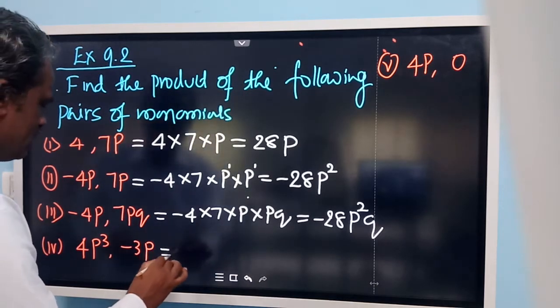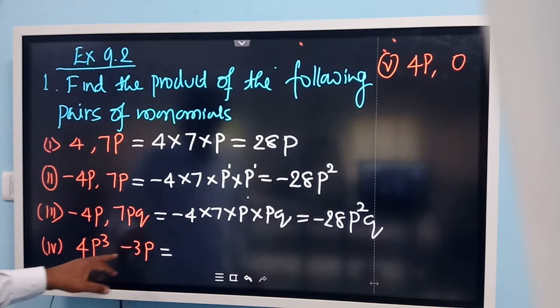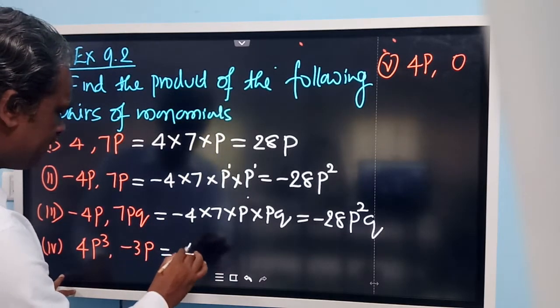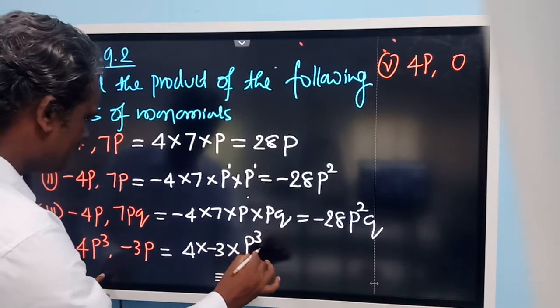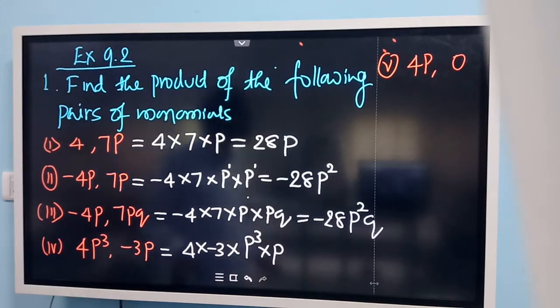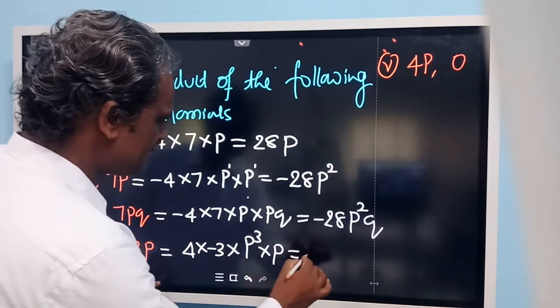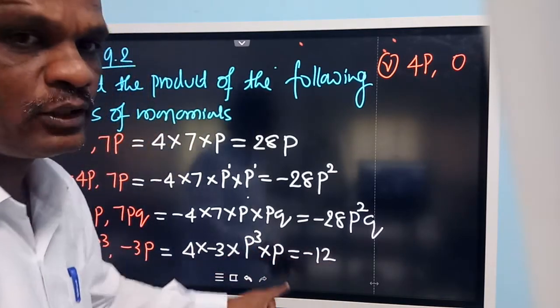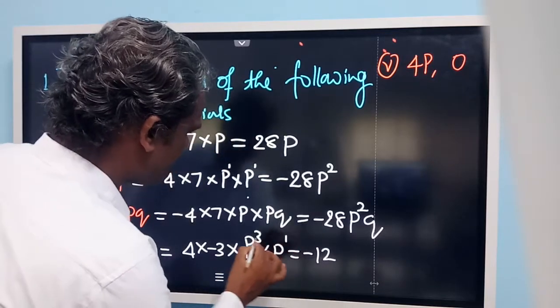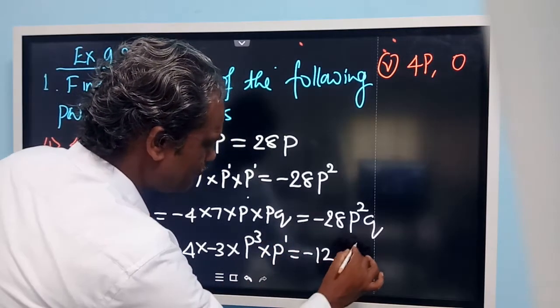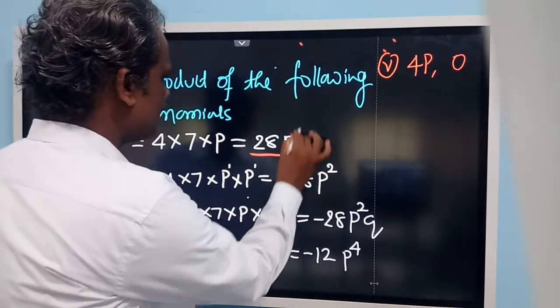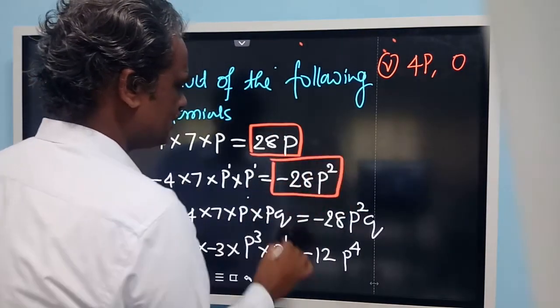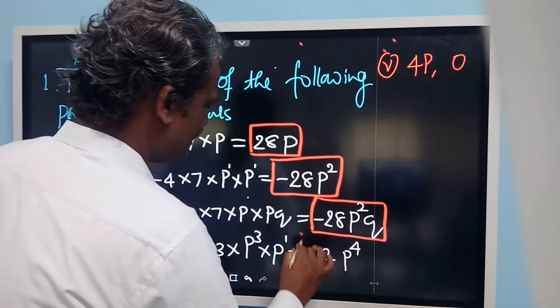Now come to the fourth question. Multiply this 4 and minus 3. First 4 into minus 3, into p to the power 3 into p. Variables later. First coefficients, then the variables. Now look at this. 4 into 3, minus 12. P to the power 3 into p to the power 1. Here 1 is there. 3 plus 1, p to the power 4. So this is the product that you are getting. So these are the answers after multiplication.